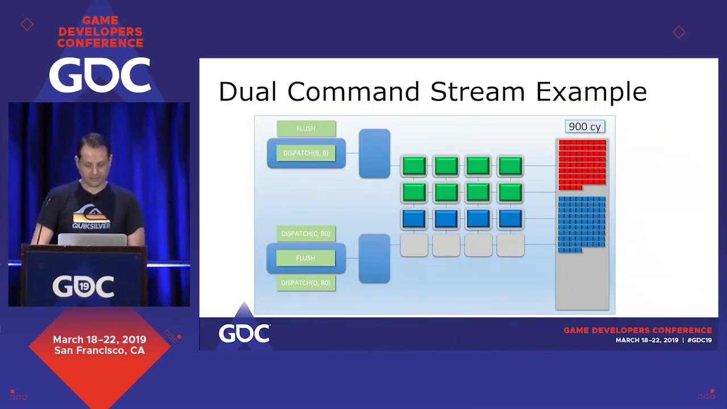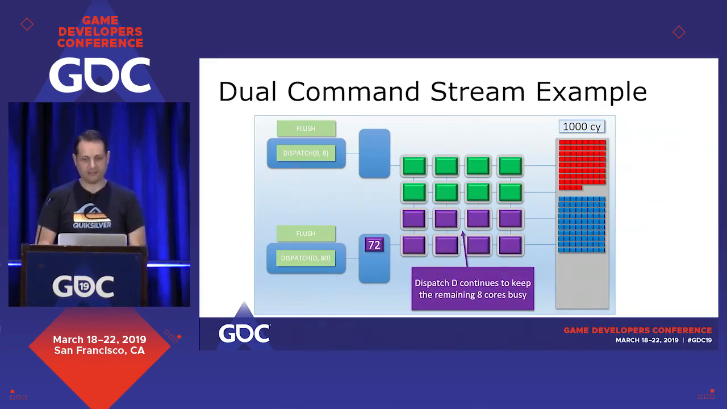And at cycle 900, dispatch C is winding down. It only has 4 threads left, so we get 75% utilization here, which is not great, but still pretty good. And once that finishes at cycle 1000, now dispatch D finally has its turn. The flush finished on the second command processor.